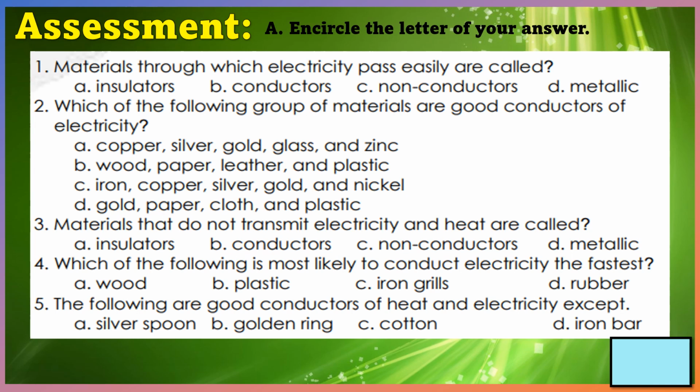Number 3. Materials that do not transmit electricity and heat are called A. Insulators, B. Conductors, C. Non-conductors, or D. Metallic. Number 4. Which of the following is most likely to conduct electricity the fastest? A. Wood, B. Plastic, C. Iron grills, or D. Rubber. And number 5. The following are good conductors of heat and electricity except A. Silver spoon, B. Golden ring, C. Cotton, or D. Iron bar.